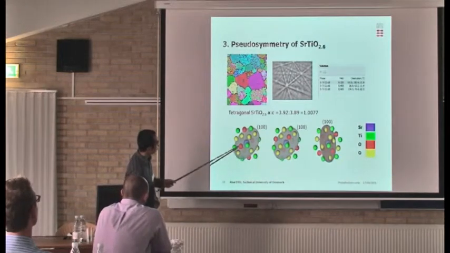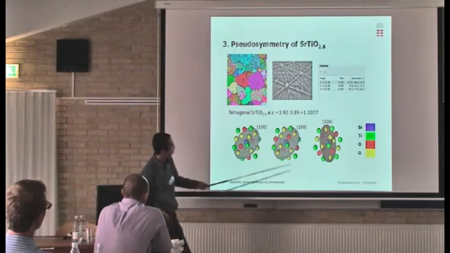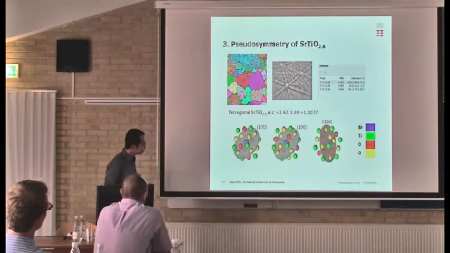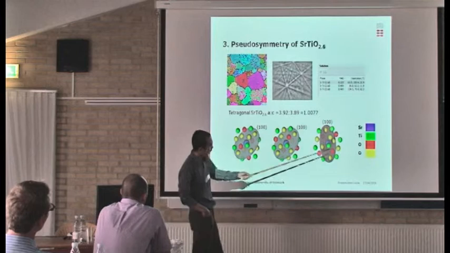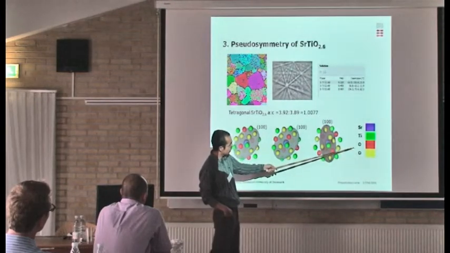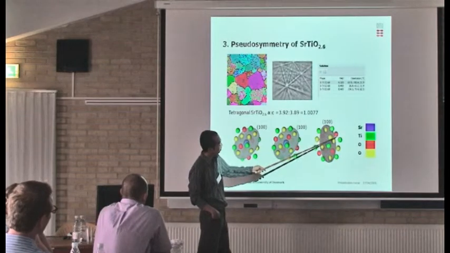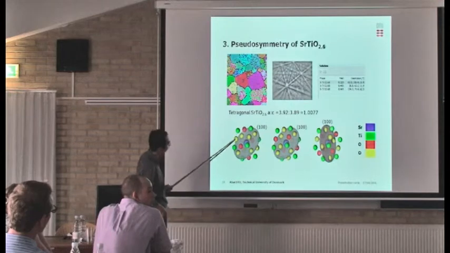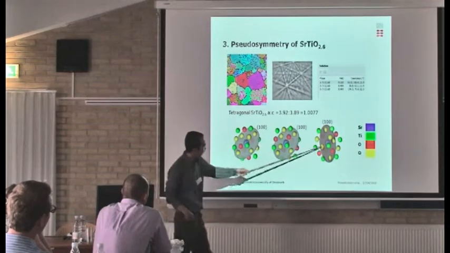And here is a tetragonal structure, orientation of this T orientation. We have two oxygen. The red oxygen is located at the short side of the tetragonal structure. So here the short side, and here and here.